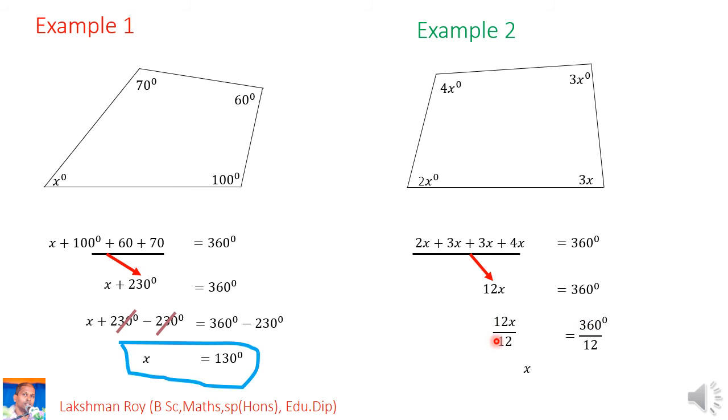Then you can cut this 12, then x remains. 360 can be divided by 12, then you get 30 degrees, right? So that is the value of x degrees here.